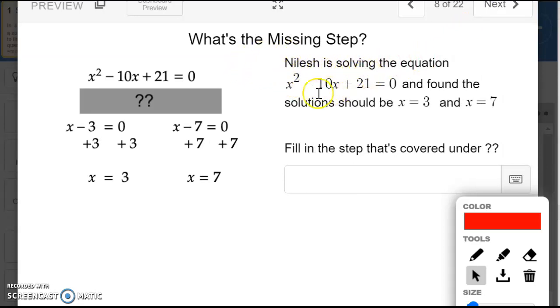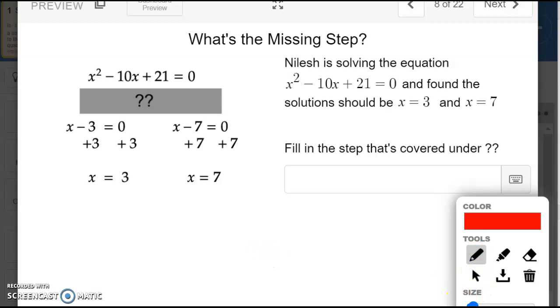Nileshi is solving the equation x squared minus 10x plus 21 is equal to 0 and found the solution to be x is equal to 3 and x is equal to 7. Do you follow what she did? Fill in the step that is covered. What was the step here? Well, she needed to factor, didn't she? So how do we factor?